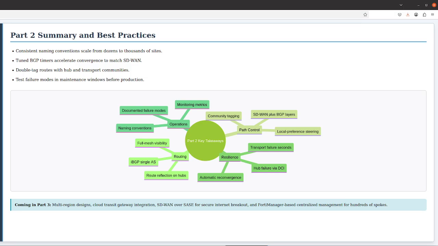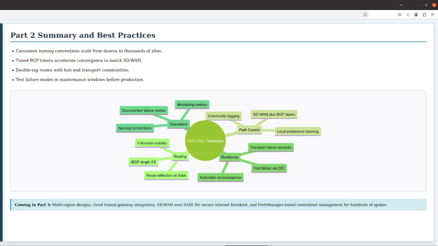routing stability. Third, always double-tag BGP routes with communities indicating both the source hub and the source transport. The examples we showed used communities 6500:100 for Hub 1 and 6500:100 for MPLS. Tagging gives you fine-grained path preference capability and, equally importantly, gives you visibility into where routes came from when you run diagnose ip router bgp show on an operational box.